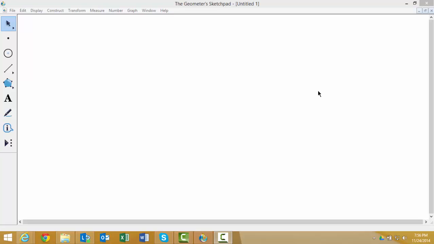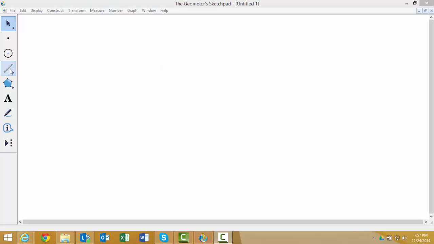Okay, in this session I'm going to demonstrate Pythagoras theorem. From high school geometry, you know that if we have a right angle triangle, then the square of the hypotenuse is equal to the sum of the squares of the other two sides. Okay, so that's what we are going to demonstrate using Sketchpad.